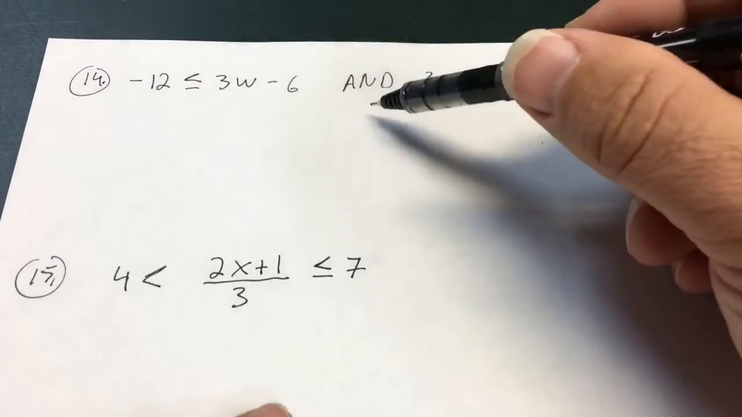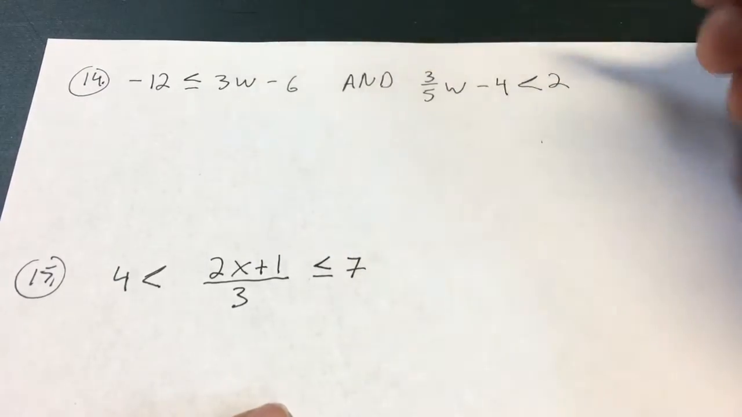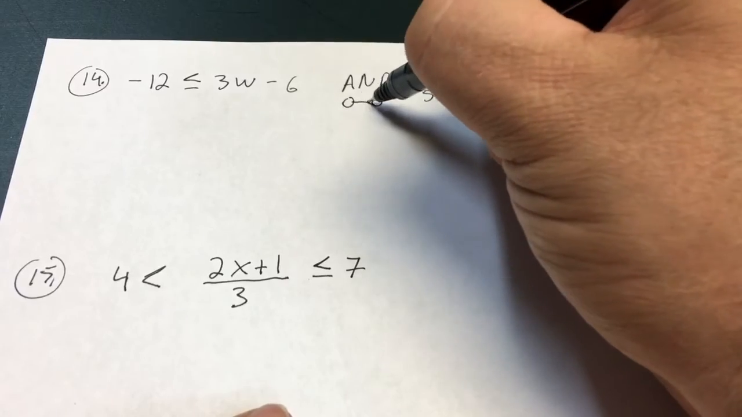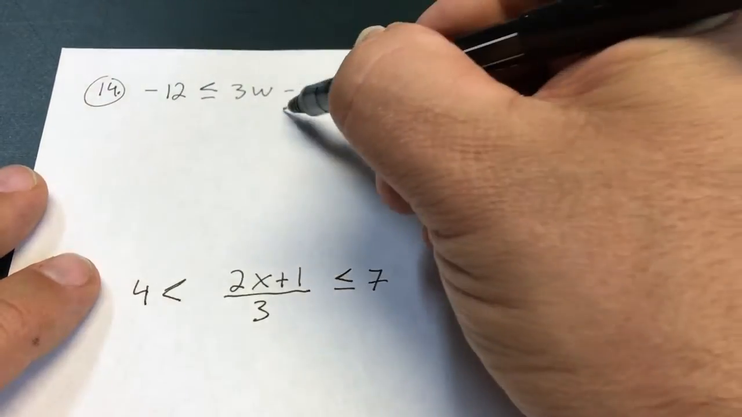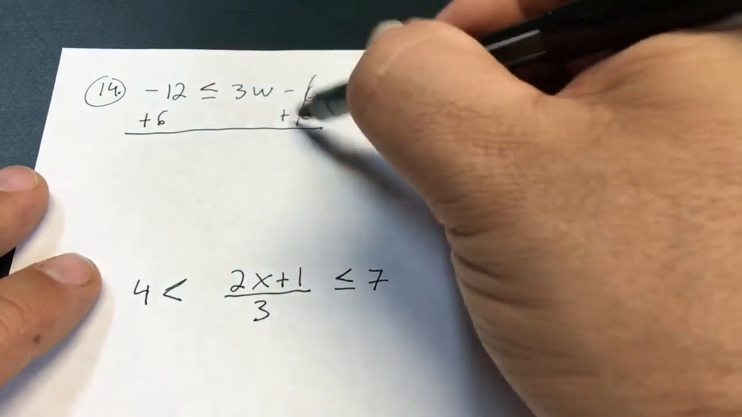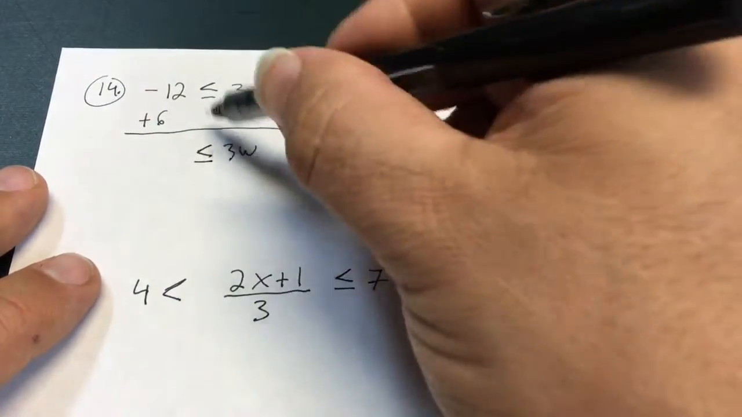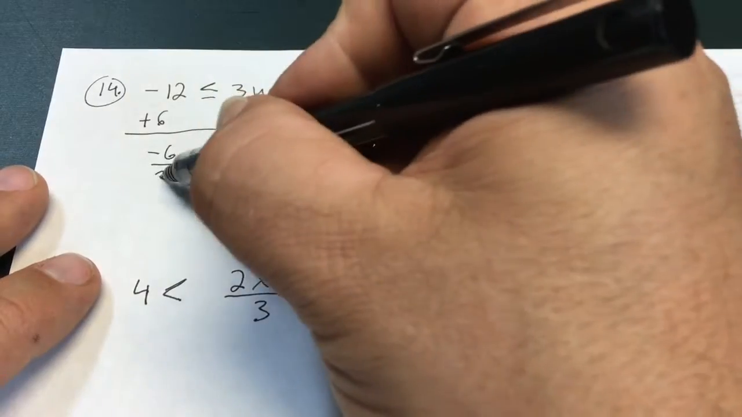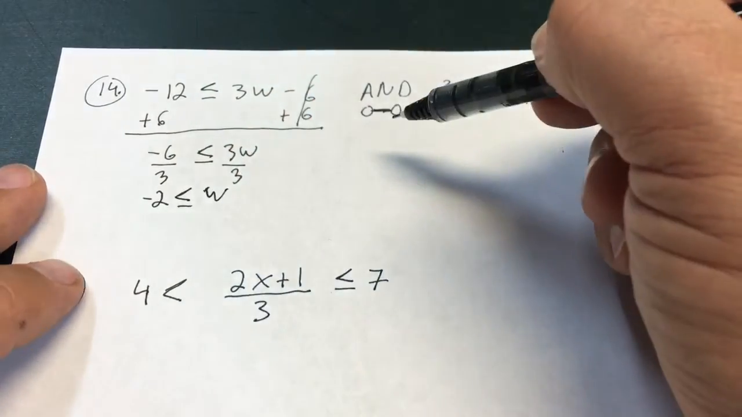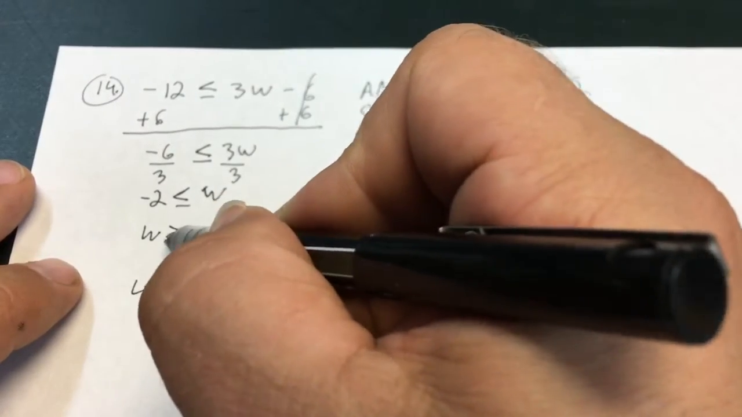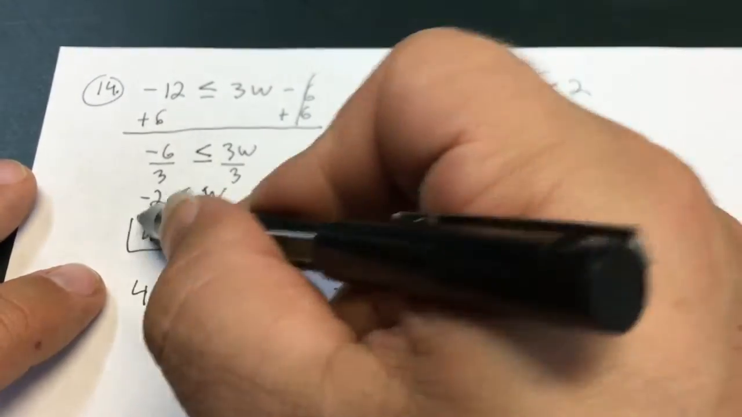Number 14, I want to solve this compound inequality. It's an and statement, so usually when I see an and statement, I get the idea that it's going to be shaded in the middle. Okay? So I'm going to solve this separately. I'm going to add 6 to both sides. That's going to give me 3w is greater than or equal to negative 6. Then I'm going to divide both sides by 3. That's going to give me negative 2 and w is bigger than negative 2. Or you can write it this way, w is greater than or equal to negative 2. Not done, I have to continue with this.